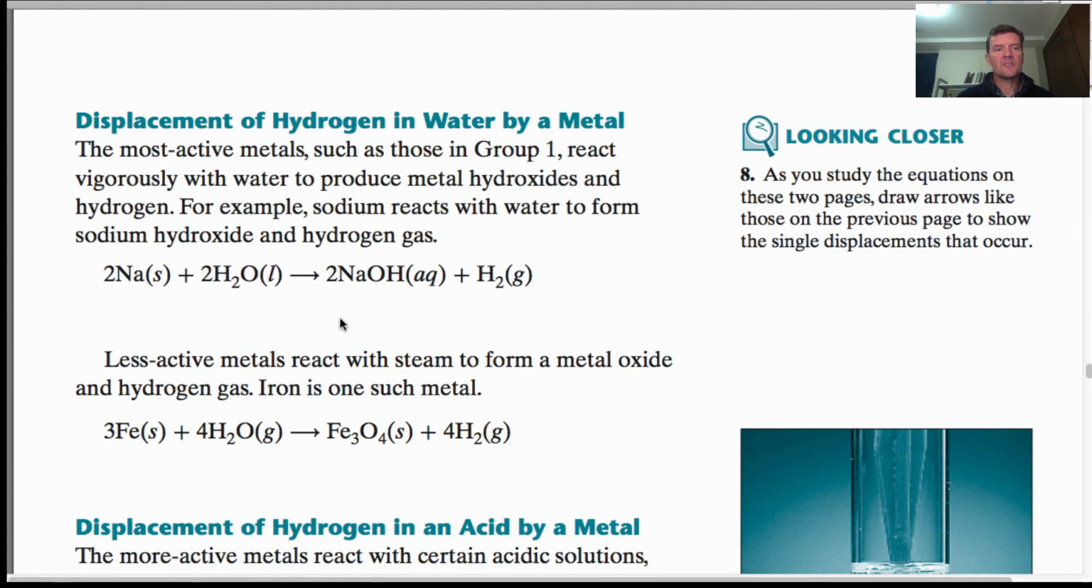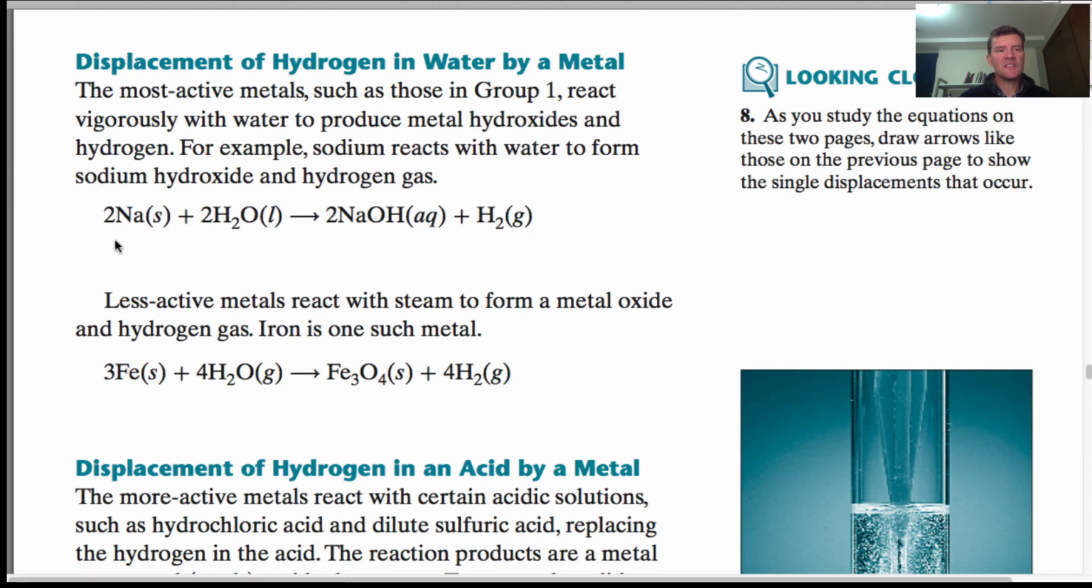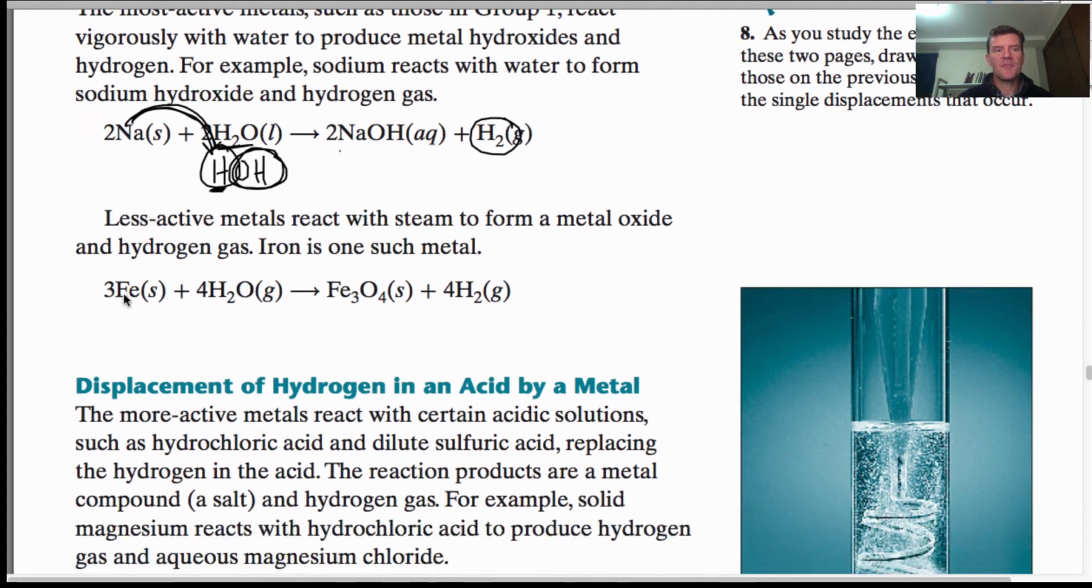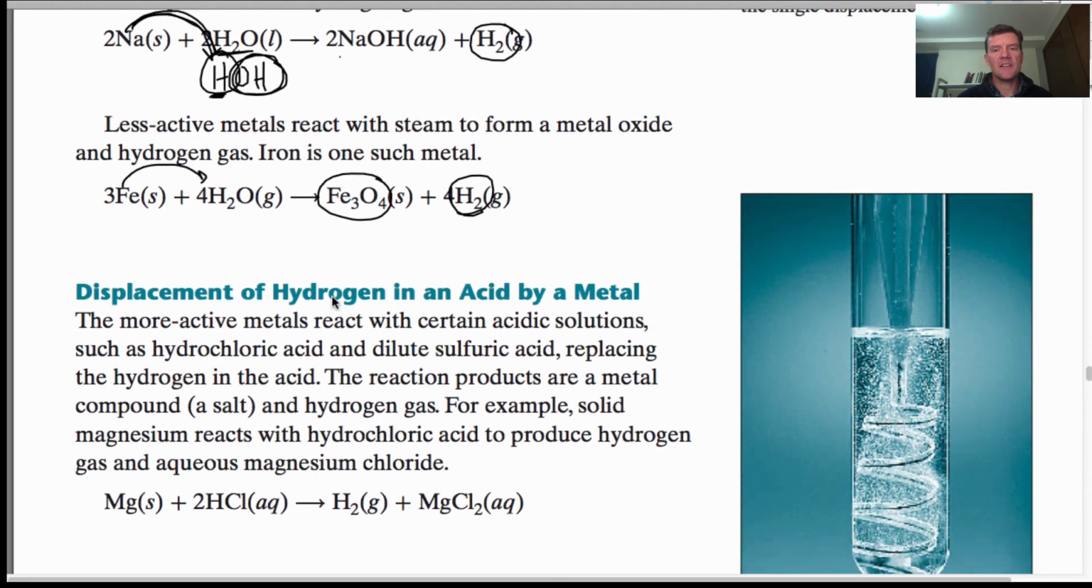All right? It can also be, in this case, now this one doesn't look like there is displacement, but if I write water, instead of H2O, as HOH, there's still two hydrogens and one oxygen. Here is your hydrogen, and the sodium is going to come and kick out that hydrogen. So now the hydrogen is going to be all by itself, and the sodium is going to be in a compound with the hydroxide. So this is sodium kicking out hydrogen. Here, iron is going to kick out the hydrogen. The hydrogen is going to be by itself, and you're going to have iron oxide. Okay?